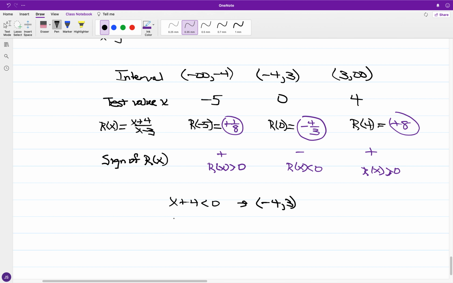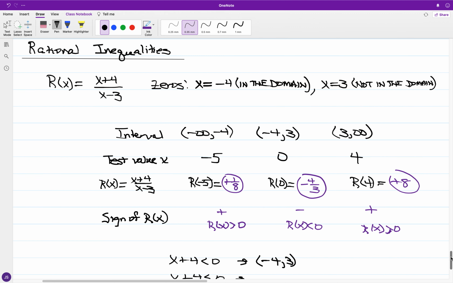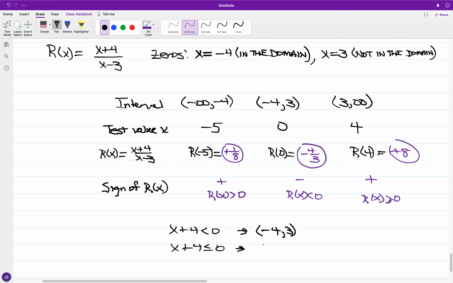If r of x is less than or equal to 0, now again, -4 is in the domain, 3 is not. So -4 is going to be in the bracket. However, 3 is going to stay in the parenthesis since this value is not in the domain. And then for r of x greater than 0, we have the first and last sections: between -infinity and -4, and between 3 and infinity.